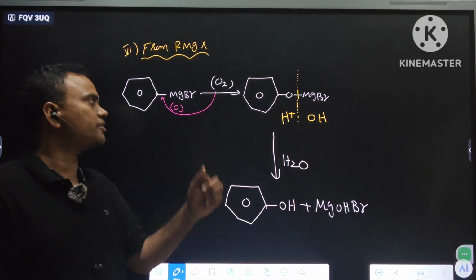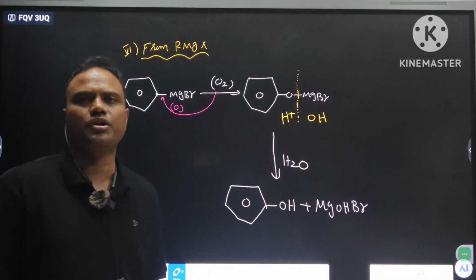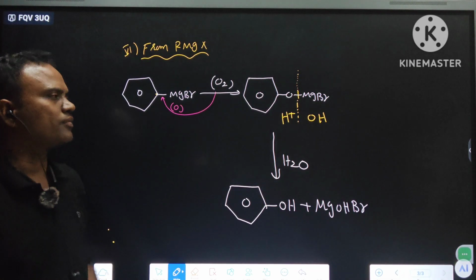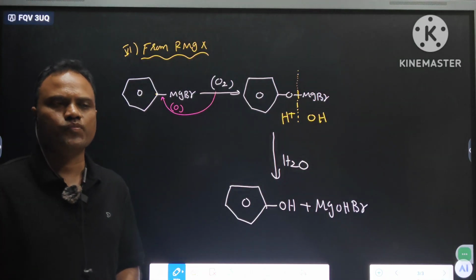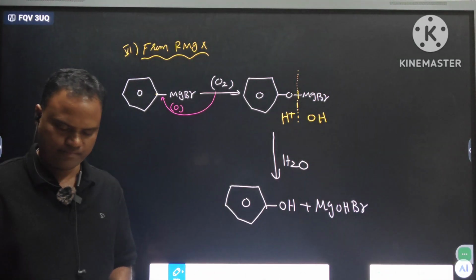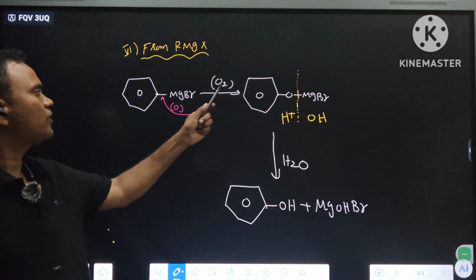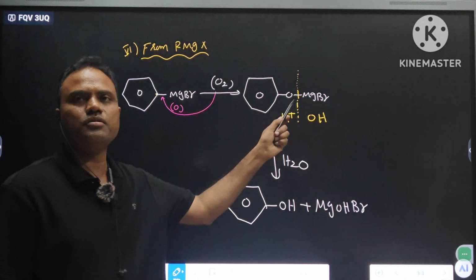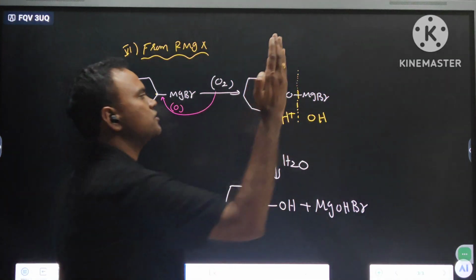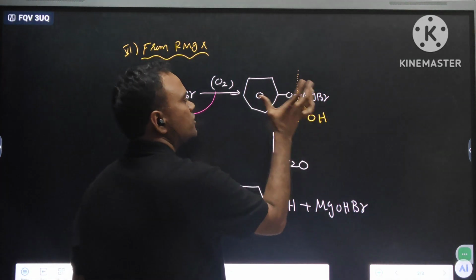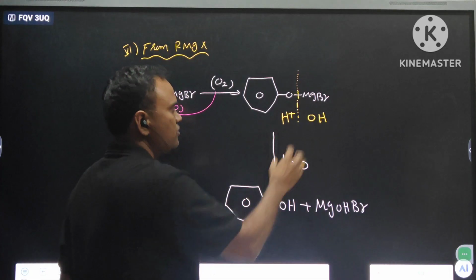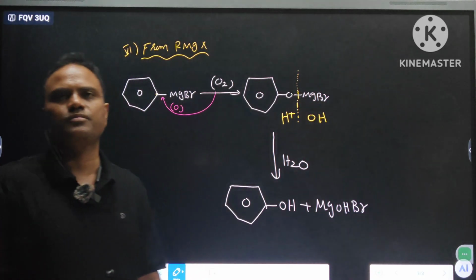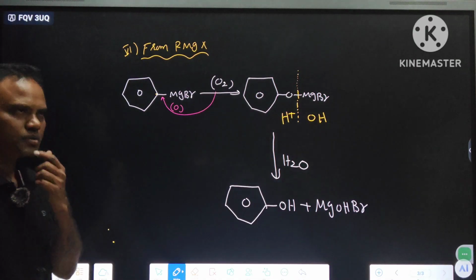This is the phenol preparation method from Grignard reagent. Once again, oxygen is inserted between magnesium and carbon. Add water to this compound and break this bond. H goes here and OH here, so phenol is produced along with MgOHBr. You need not learn the byproduct. Skip the byproduct. Got it?